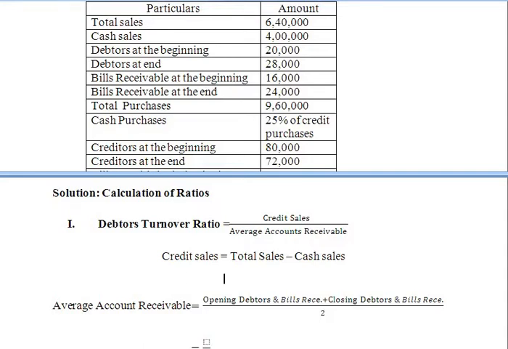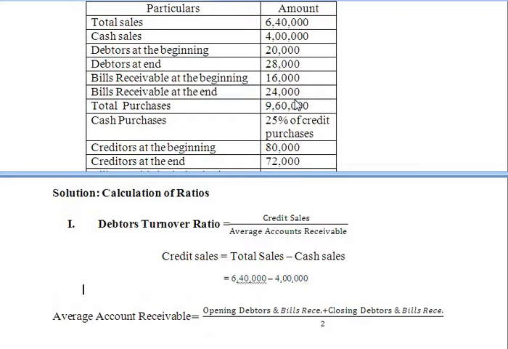And what is the amount of total sales? See here, total sales is 6,40,000. So right here, 6,40,000 minus what is the amount of cash sales? Cash sales is 4 lakh. So 6,40,000 minus 4 lakh is equal to how much?